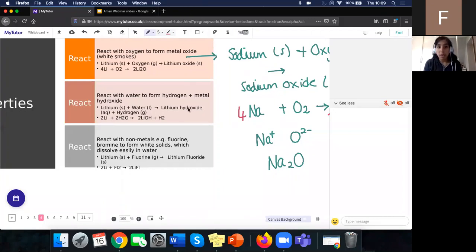Someone is asking me, can you write down why they are soft? So I've already done that. And can you spell that? I'm not sure what you want me to spell. Someone's asked me what we're talking about. We're talking about group 1 elements and their reactions.